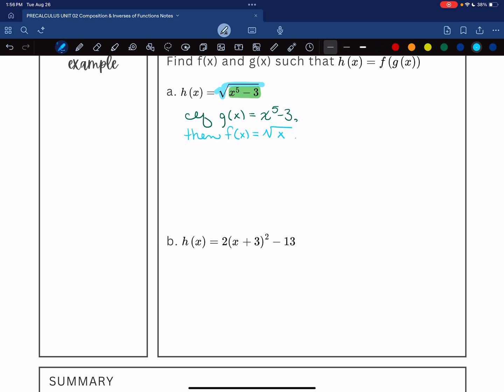There may be more than one way to decompose this function, and so if that's true, just make sure you start with your conditional statement of what the inside function is going to be, and that it does work out, that the composition actually does give you that initial function. So maybe even try it. See if you guys can come up with another one over here.